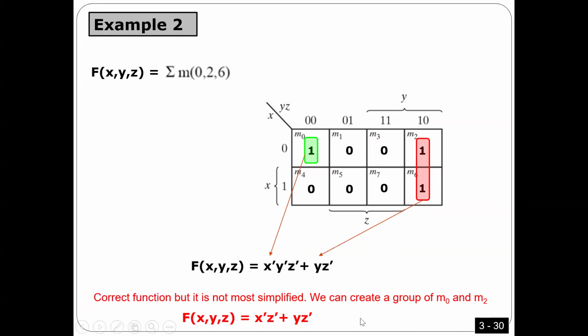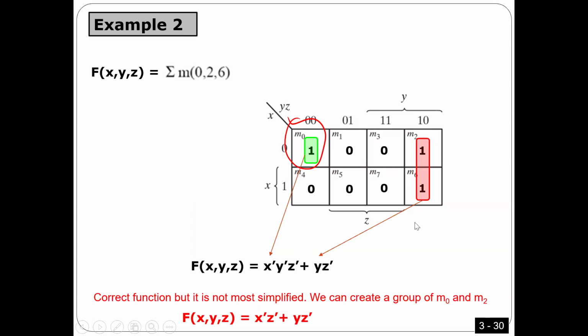So how can you get these variables? Very easy. I already know the term should have x, y, z. If you look at x, this one is located in x prime, so I'm going to put x prime. This one is located in y prime, in the area of y prime. This one is located in z prime. So this is the first step.